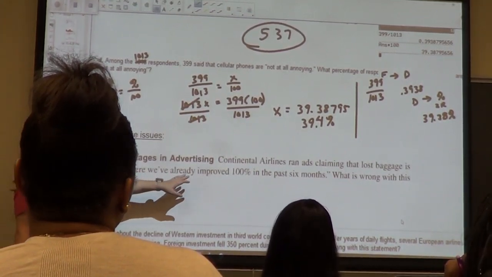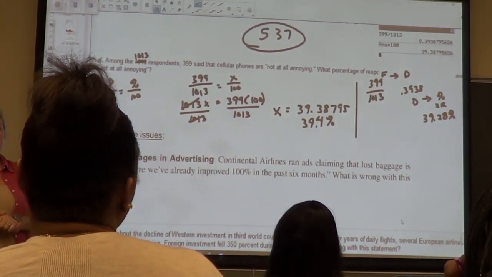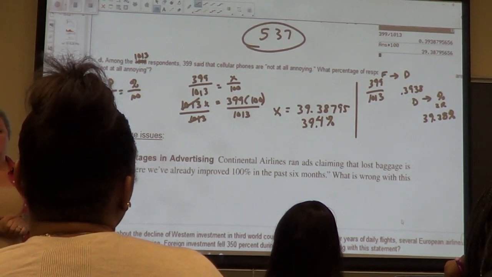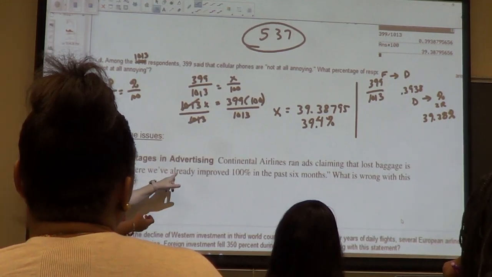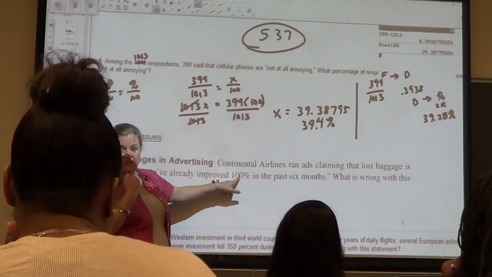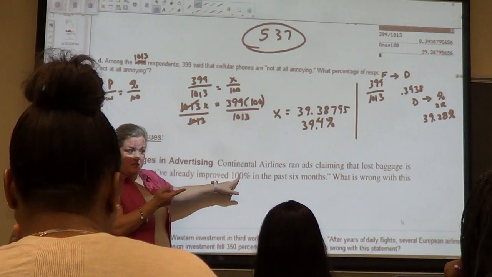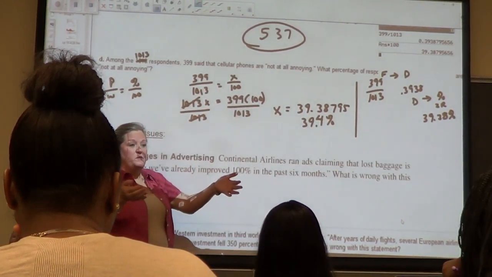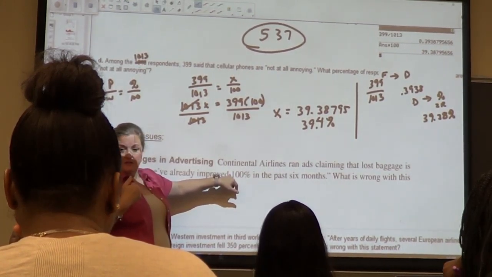If you improve something by 100%, what does that mean? It's perfect. If you lost 100% of your body weight, you ain't there no more. Okay, you lost everything. So if they've improved it 100%, they're saying there's no more lost bags. And they can't prevent people from losing their bags. They can't guarantee that, right? So no matter what the number of baggage is, they're saying we've done away with lost bags.